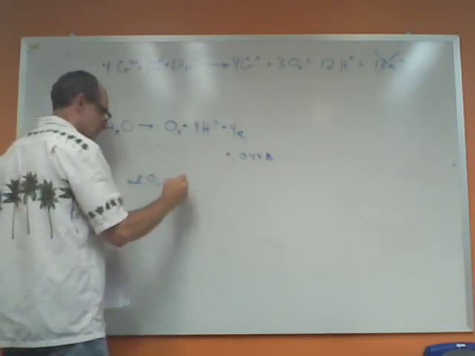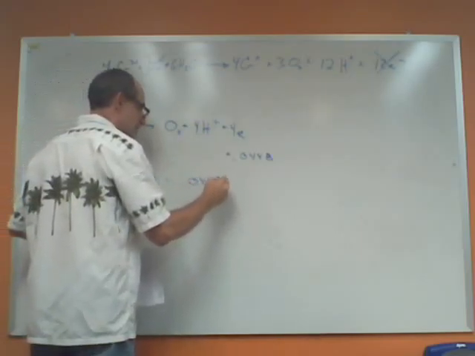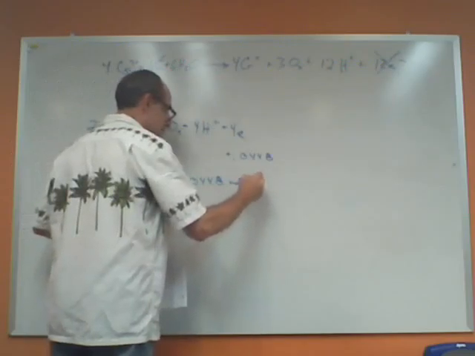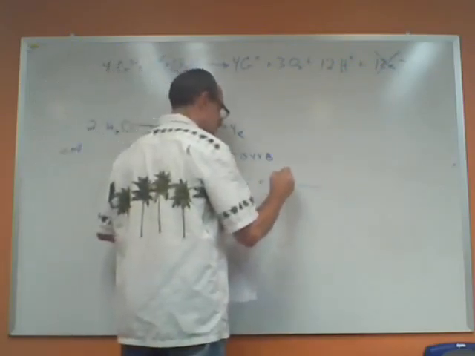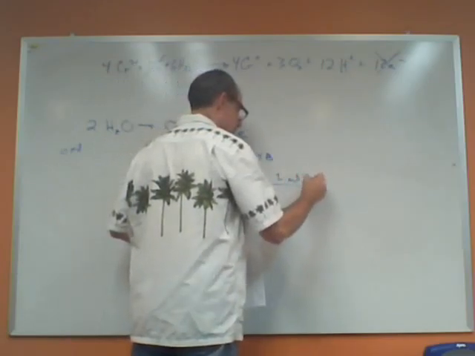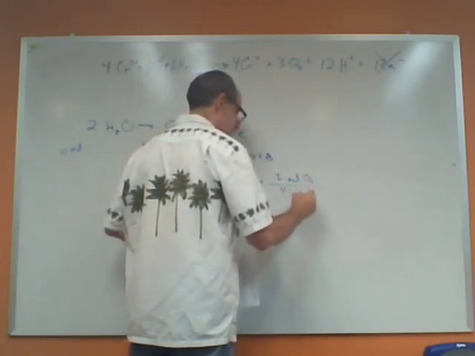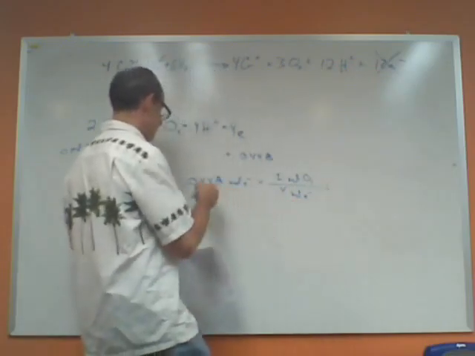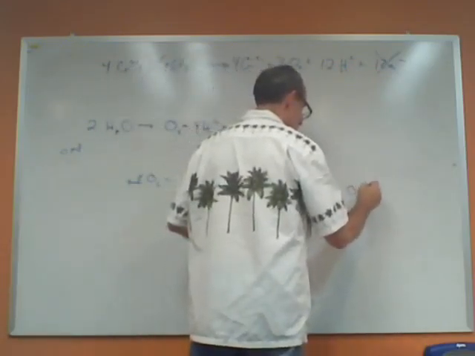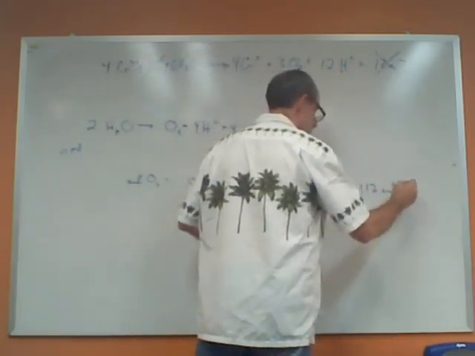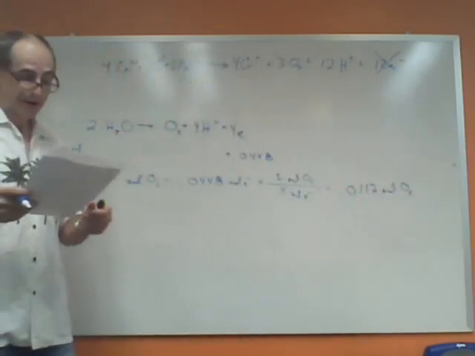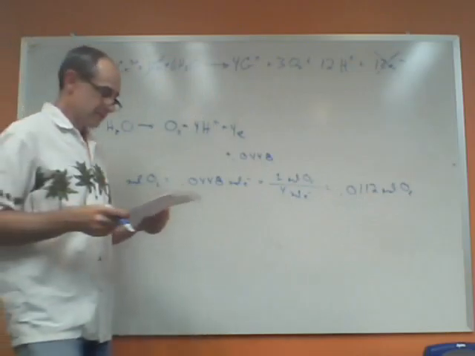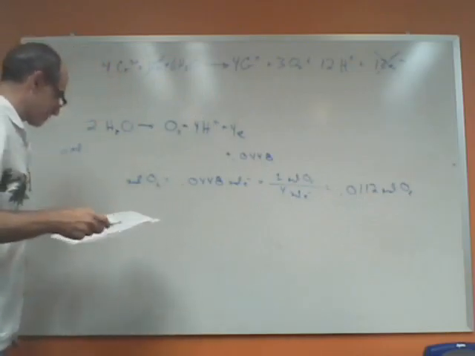Moles of O2 would be 0.0448. There are lots of ways to think about this. Moles of electrons times 1 mole of O2 for every 4 moles of electrons, and that would be 0.0112 moles of oxygen. And if the problem asks you for moles of oxygen, you would stop there, but we want to know the volume of gas produced.